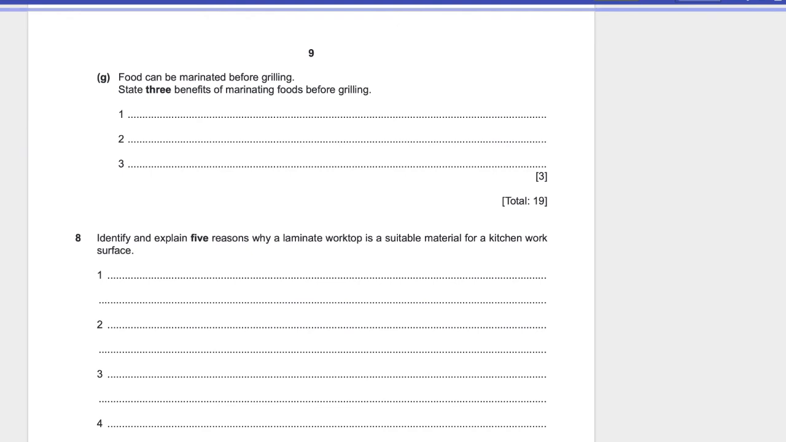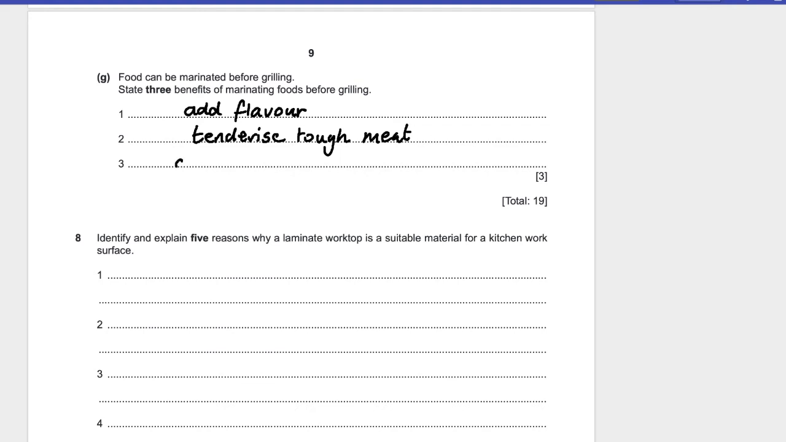Food can be marinated before grilling. State 3 benefits of marinating foods before grilling. We can add flavour to the food, additional to what's already there. We can tenderize tougher cuts of meat. And lastly, we can add colour, depending on the ingredients of the marinade.